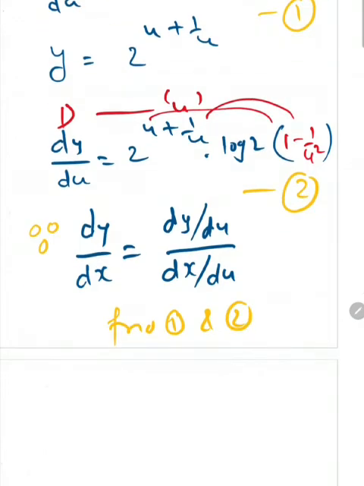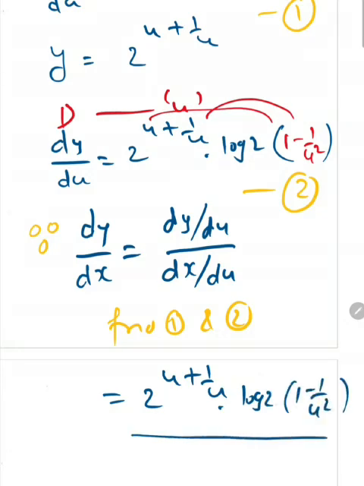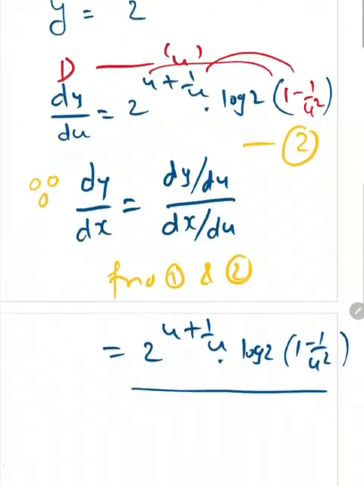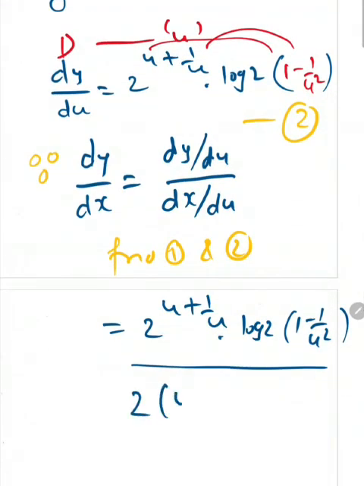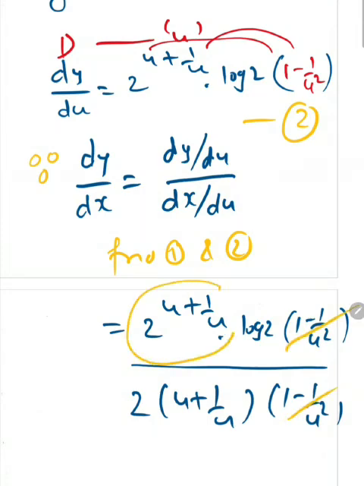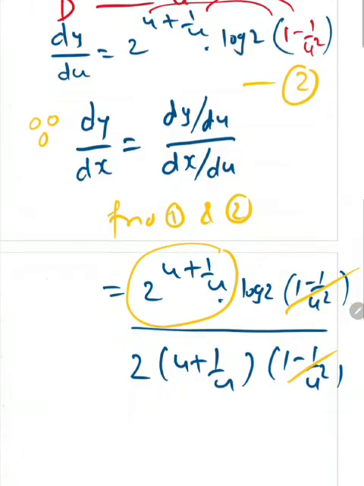We just have to substitute the values. So dy by du value is 2 to the power u plus 1 by u log 2 times (1 minus 1 by u square), and dx by du value from equation number 1 I am writing, which is 2 times (u plus 1 by u) times (1 minus 1 by u square). Can we cancel something here? Can we cancel 1 minus 1 by u square? Now if you observe, 2 to the power u plus 1 by u is nothing but y.